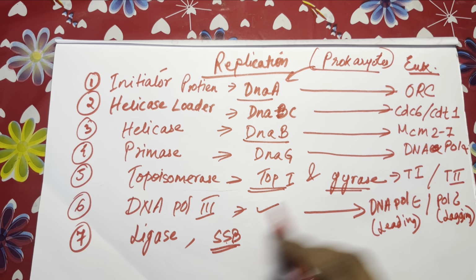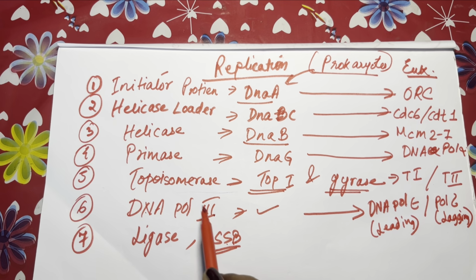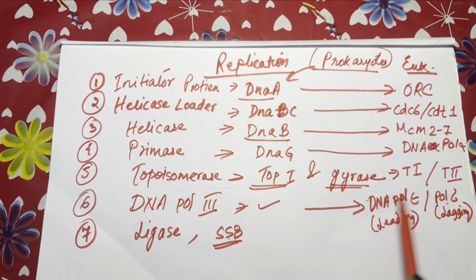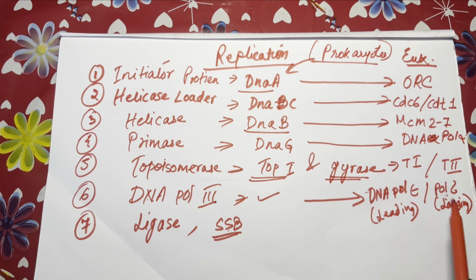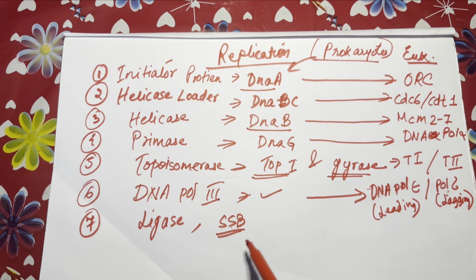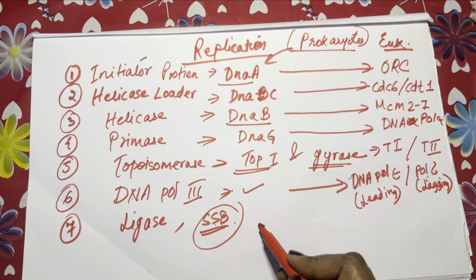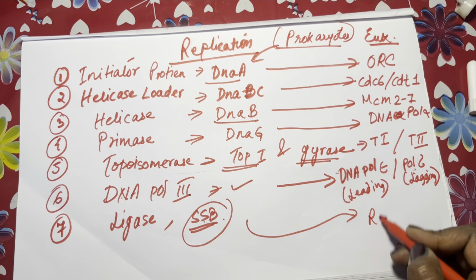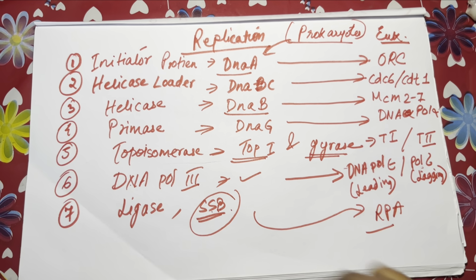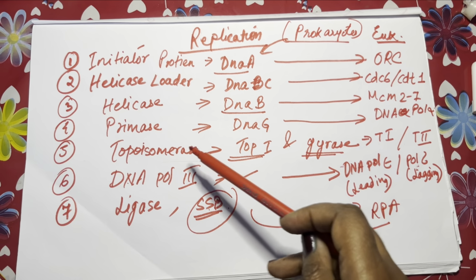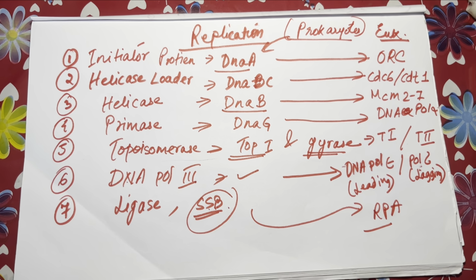Here only one, DNA polymerase 3, is the main one. Here two different polymerases are there for the leading and lagging strand. Others are the same. And this SSB protein in eukaryotes is called RPA. So you need to remember all the names of the enzymes. In prokaryotes it is different, in eukaryotes it's different.